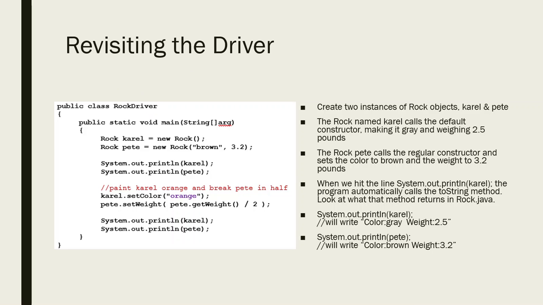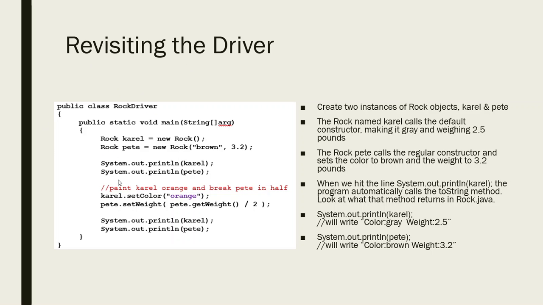What this driver method that I have is going to do is create a default rock called Carol. That means Carol's going to be gray and weigh 2.5 pounds. Then I'm going to create a 2-argument rock called Pete, and that's going to be a brown rock weighing 3.2 pounds. So that's what those first two lines of code do.